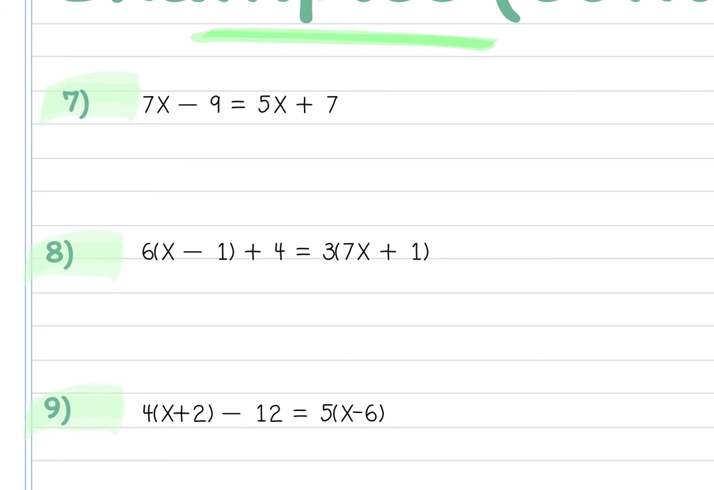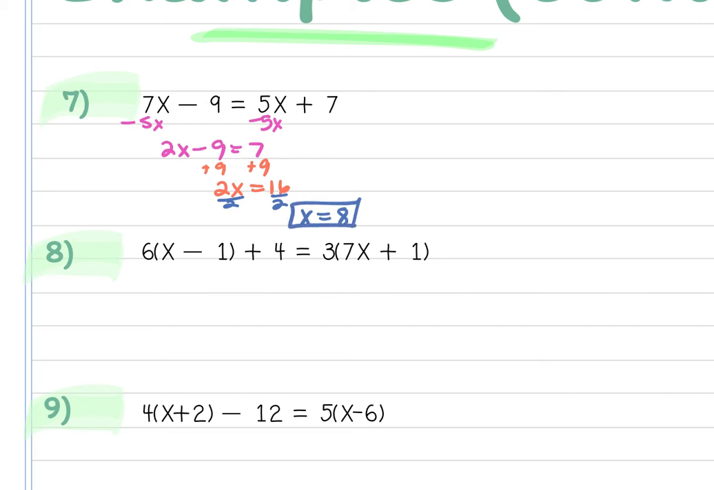I would subtract 5x from both sides. I get 2x minus 9 equals 7. Add the 9 to both sides. 2x equals 16. And then divide by 2. And I get x equals 8.